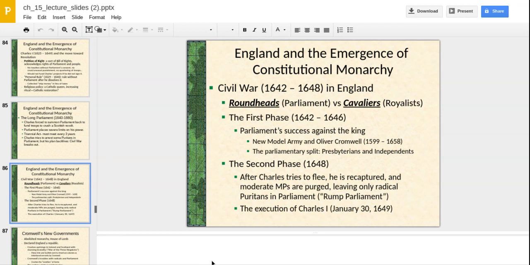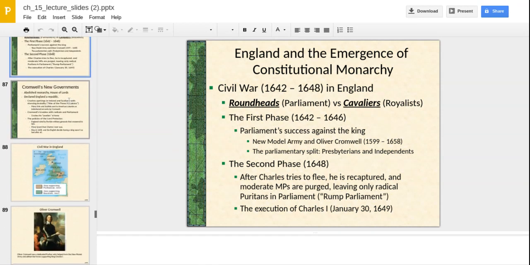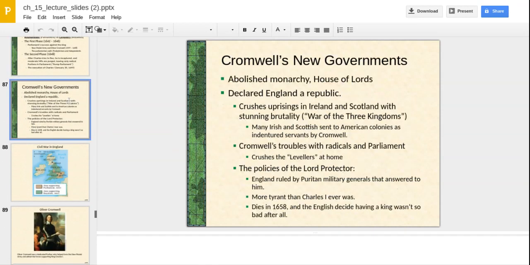Second phase, 1648. After Charles tried to flee, he was recaptured. And all you got left now are radical Puritans in Parliament, known as the Rump Parliament. And they would end up executing Charles I, a public execution, which was virtually unheard of for a monarch. When monarchs were gotten rid of, it was typically done in secret by assassin or poison or something like that, but he's going to be beheaded.